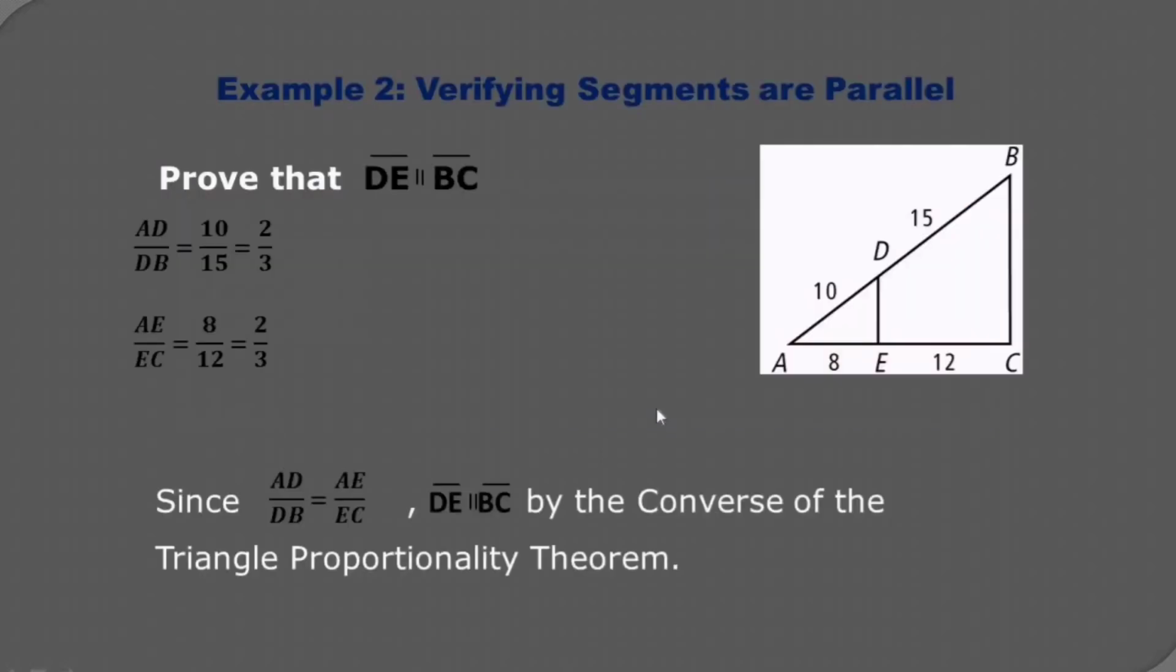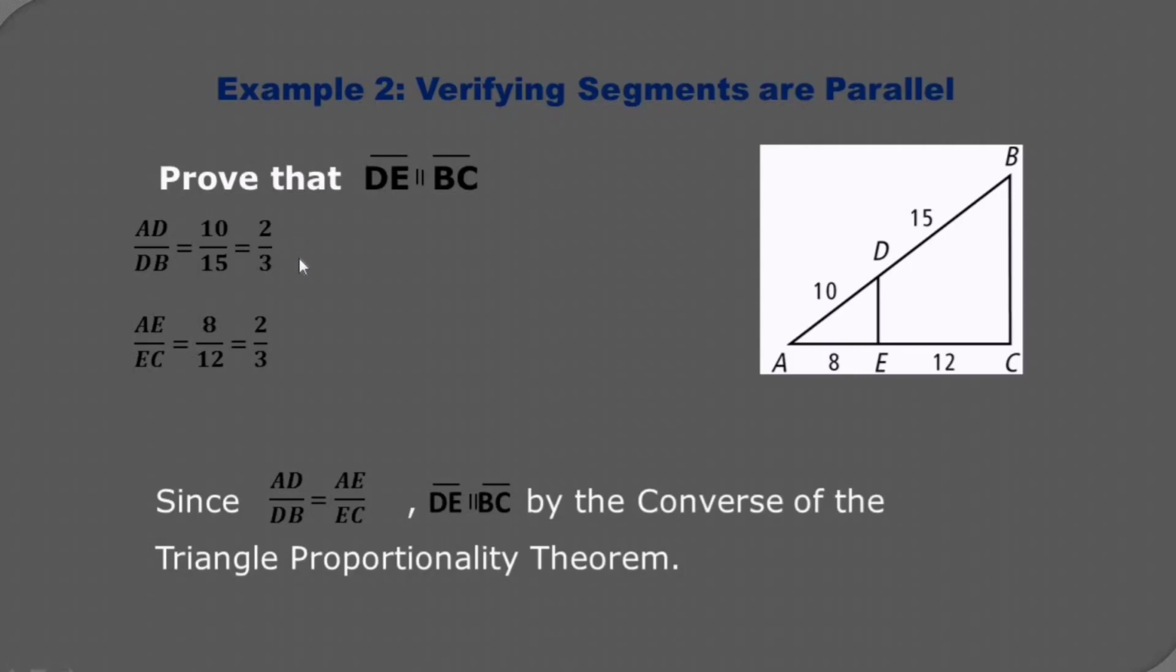Let's take an example. I need to prove that DE is parallel to BC. I'm going to look at how to write my proportion, which is AD over DB. What is the length of AD? It's 10. The length of DB? 15. 10 and 15, are both in the same table? Yes. Table 5. So divide both of them by 5. 10 divided by 5, 2. 15 divided by 5, 3. Perfect. So what is the ratio? It's 2 over 3. So AD over DB equal 2 over 3.